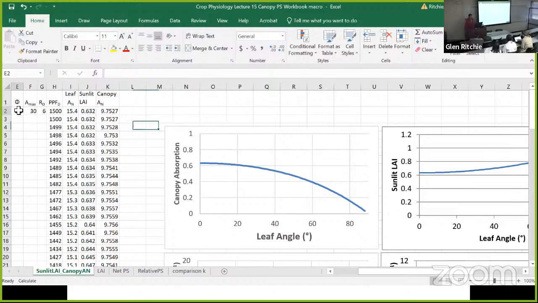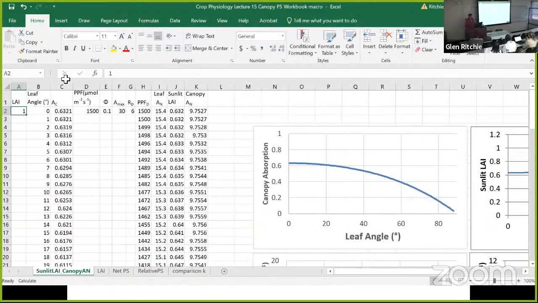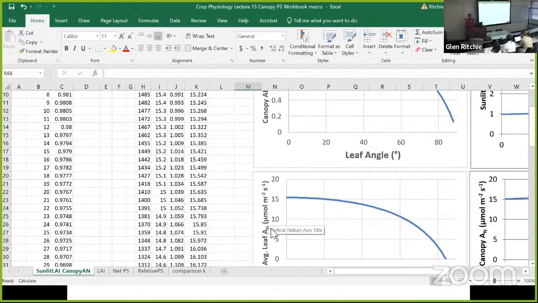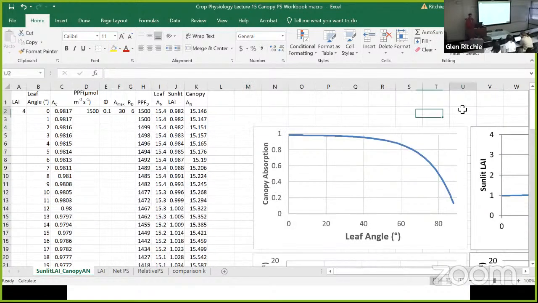Let's bump this up now to a leaf area index of 4 and see what happens. Now, you'll notice that our canopy absorption is now more or less a flat line up to about 40, 45 degrees. At 60 degrees, it's dropping off some, but it's still at 85% of total canopy absorption for the horizontal. Our average leaf net photosynthesis is following the same pattern.